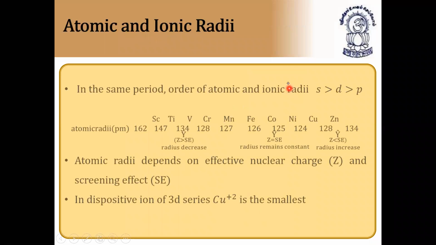Continuing with atomic and ionic radius. In the same period, the order of atomic and ionic radii is s greater than d greater than p, as we already know. First the s block, then the d block, then the p block. So scandium, titanium, vanadium, chromium, manganese, iron, cobalt, nickel, copper, and zinc are the elements of the 3d series. Actually we should look across, because they are not considered as groups, they are d block transition elements. Scandium's atomic radius is 162, then 147, 134.